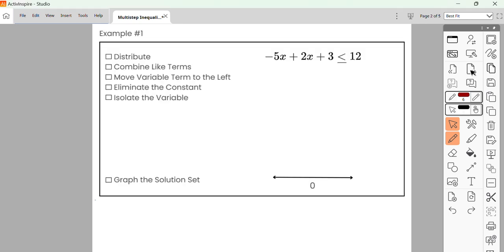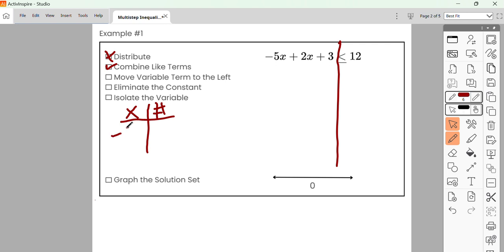Well, let's start with an example. First thing we're going to do is check for distribution. I don't see any parentheses, so that means we don't have to distribute this time. But I do see that we need to combine like terms. So before I get going, I'm going to go ahead and draw my line down. Okay, and then I'm going to make myself a T-chart over here. And I know I've got X's and I know I've got numbers. So I'm going to combine my like terms.